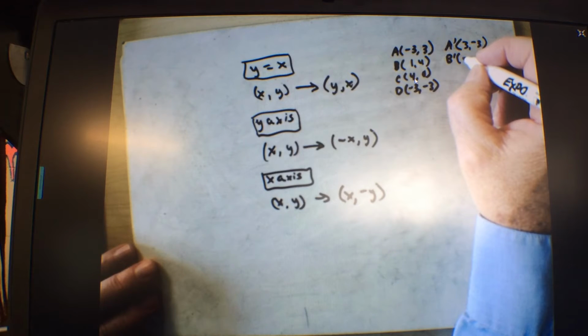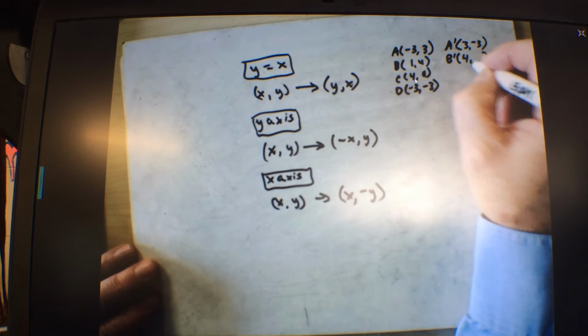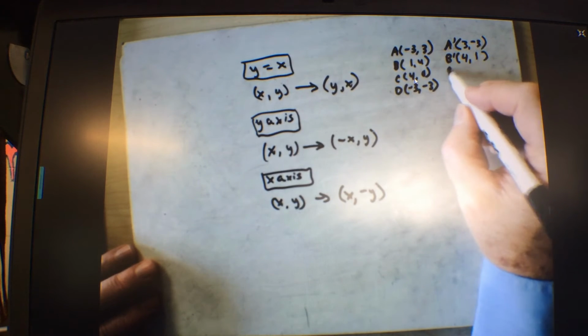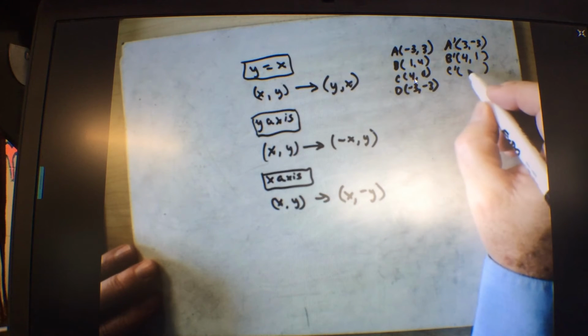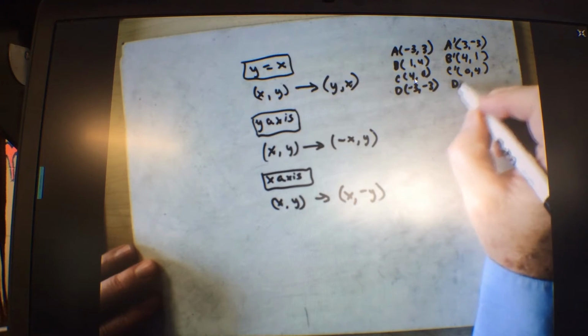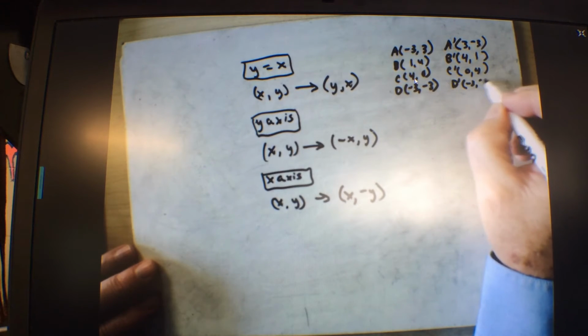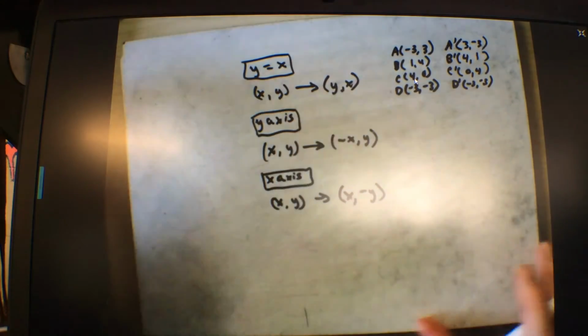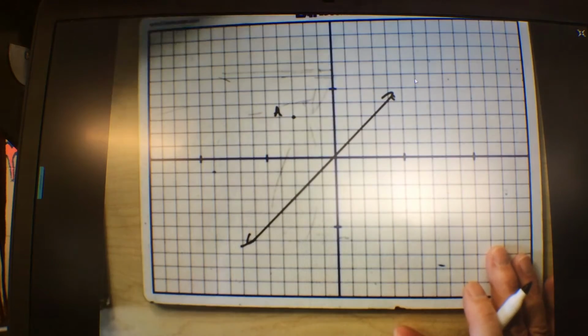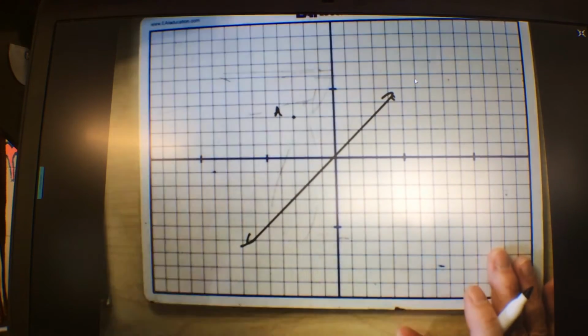B prime. 4, 1. Yep. C prime, Chin? 0, 4. And then D prime actually is the same thing in there. So it reflects itself, right? Okay. So if I'm going to reflect across this, keep those points common.